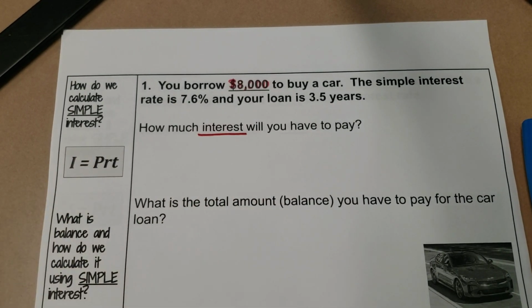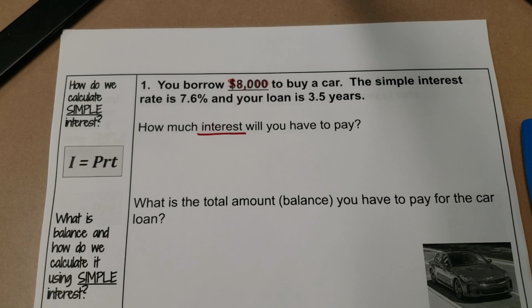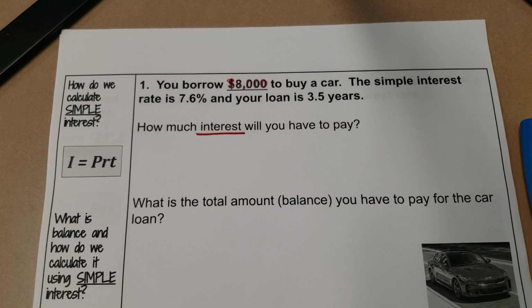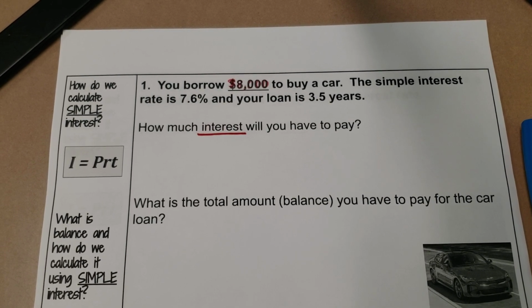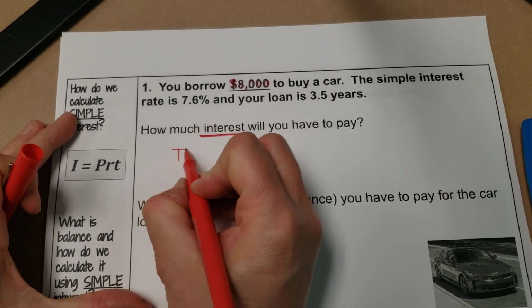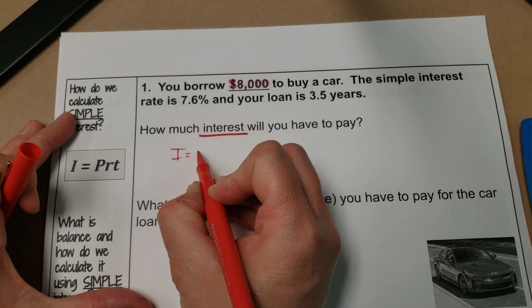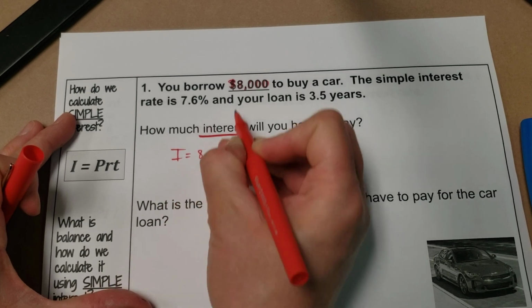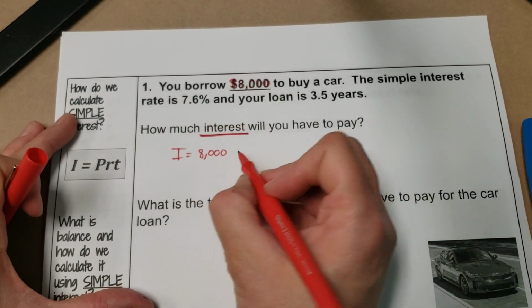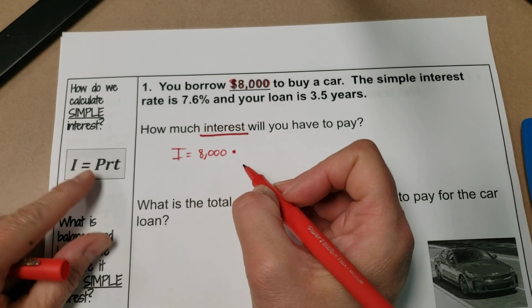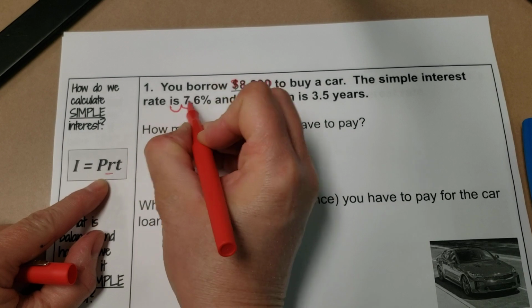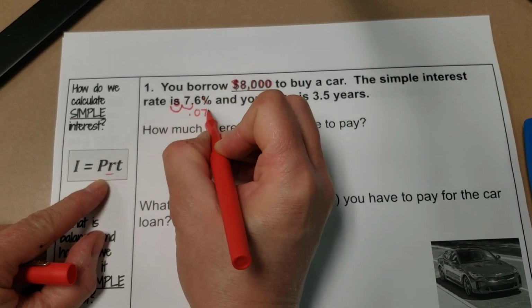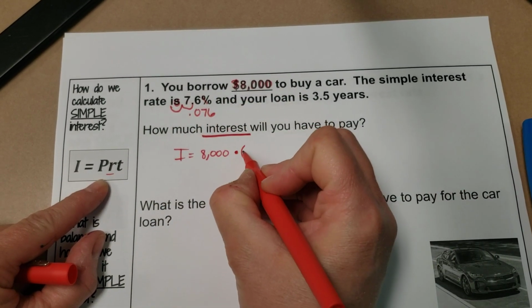So maybe we decide to borrow this money from our dad or our mom or a family member. Most of the time, banks don't give out simple interest loans, but maybe a car dealership would, or maybe a family member would. Okay, so interest equals principal, which is $8,000. That's the amount of money we want to borrow. And we're going to multiply that by the interest rate, which is the percentage. So if we back it up, take it off, this is 0.076.